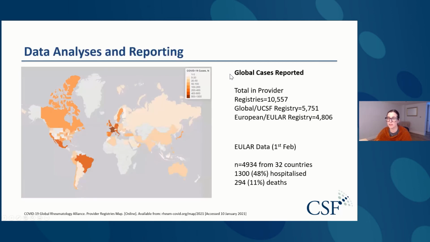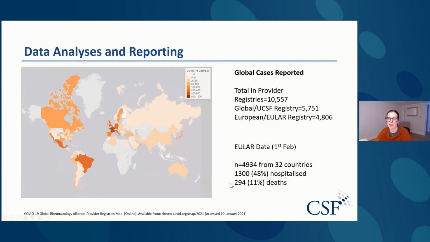So this is a global database. These are totals to the end of January, where we've had almost 11,000 cases now reported. You can see from this heat map that there are cases from every continent. There's a few black holes, unfortunately, where we are not seeing any data. And we have European data now that's exceeding 6,000, and I know the global case database is equally large.